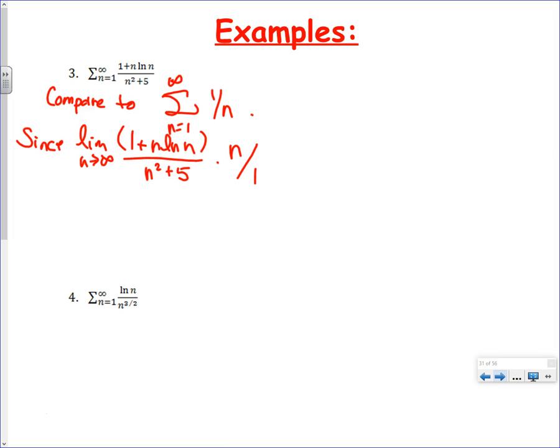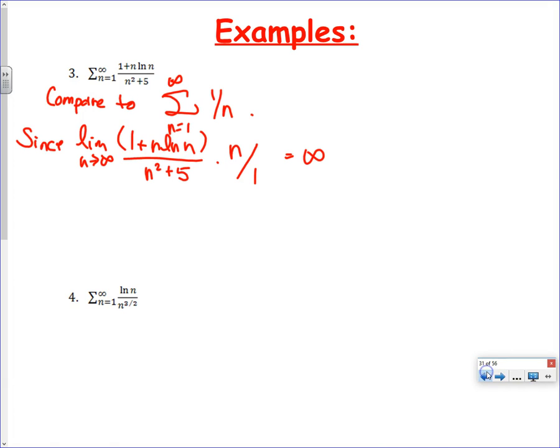Pause. Who wins? Top, because it's n squared times somebody extra. Oh, it's not a constant. So pause. Who wins? Guy on top, original guy, or guy on bottom if it's going to infinity? Top wins, right? Which means my comparison one is smaller. If smaller diverges, the bigger series diverges as well.